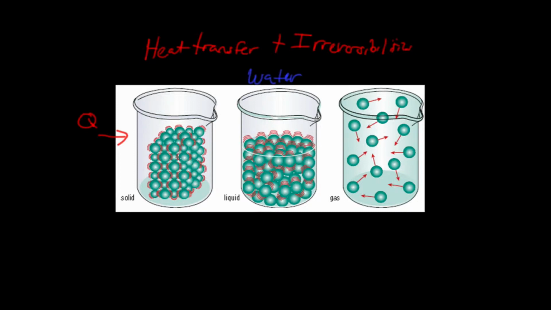And eventually, when you add enough heat, you're going to cause a phase shift and it's going to turn into liquid water. And remember, the molecules for liquid water have more range of motion. They have more energy. They have more freedom than the solid molecules. And therefore, the liquid has more entropy than the solid because the possible microstates went up.